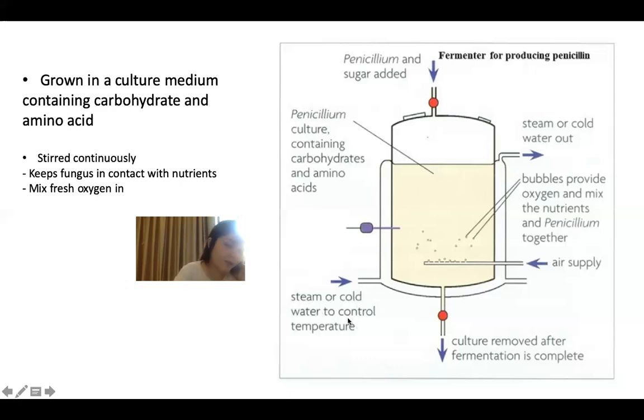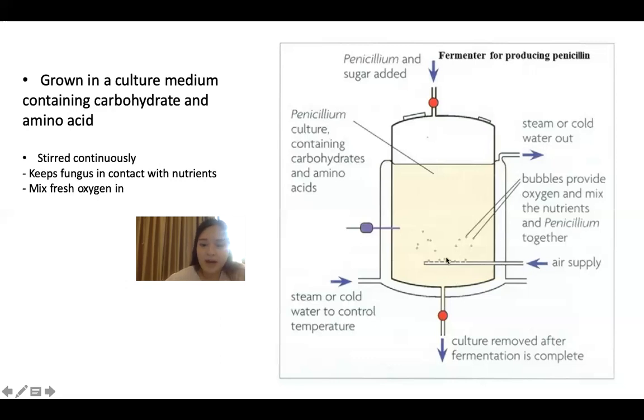Now, when the essay question asks you why is this so, you can say: to maintain optimum temperature for the highest rate of reaction, to produce a high yield of products. Wow, 3 marks already. Okay, so this thing goes out. Steam or cold water goes out.